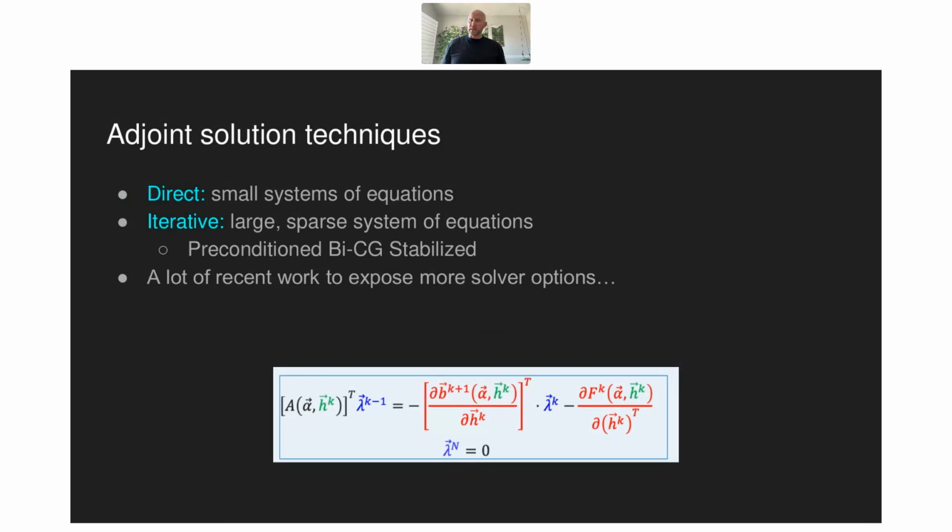On the solution techniques, there's a direct solver to solve that system of equations to get those lambda vectors. But in most cases, when we're talking about real world scale, large groundwater models, you're going to need an iterative solver. And so Joe has hooked us up with a preconditioned biconjugate gradient stabilized solver, similar to what's in the IMS of MODFLOW 6. And there's a lot of new work going into exposing those solver options for users.